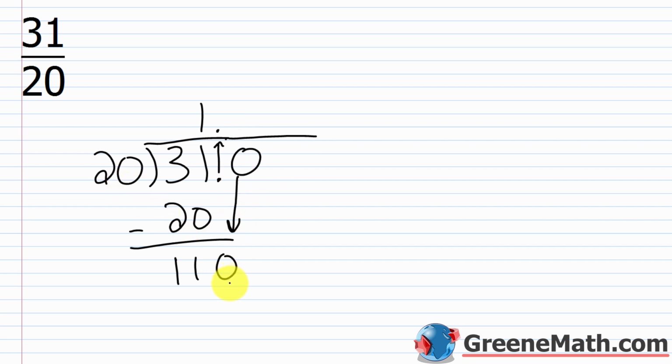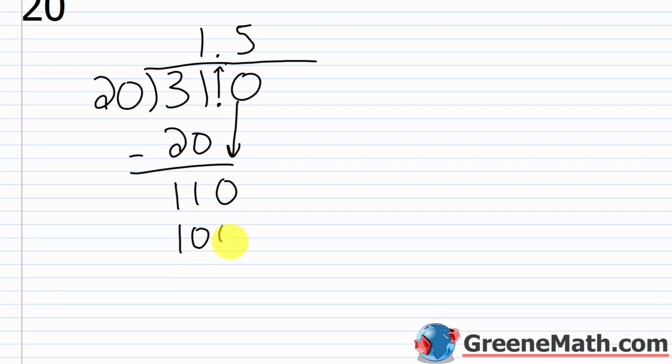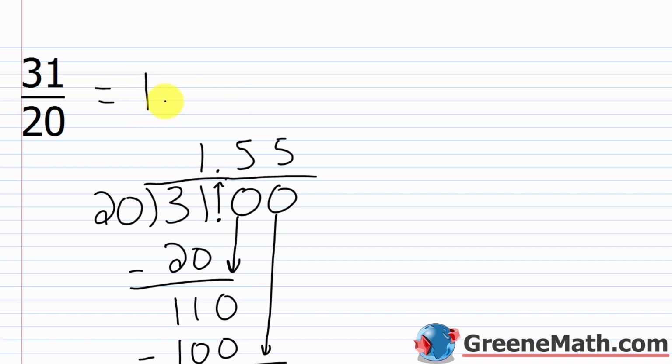20 will go into 110 5 times. 5 times 20 is 100. Is, again, 100. Subtracting, we have 10. Go ahead and put another 0 and bring that down. 20 goes into 100 exactly 5 times. 5 times 20 is 100. Subtracting gets 0. This is 1.55.